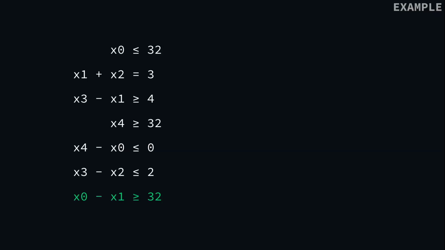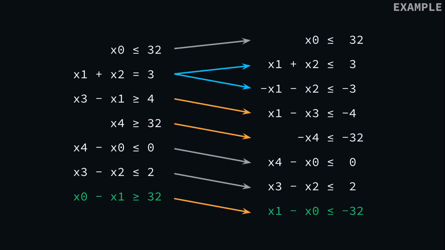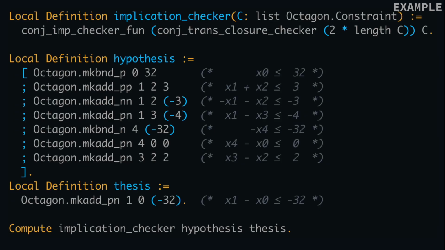Let's look at how this would look in code, how we would use this kind of algorithm. To do so, we're going to use the constraints that we had in our example before, but transform them into normal constraints, since our algorithm expects all constraints to be in this form. This is how this example would look in Coq.